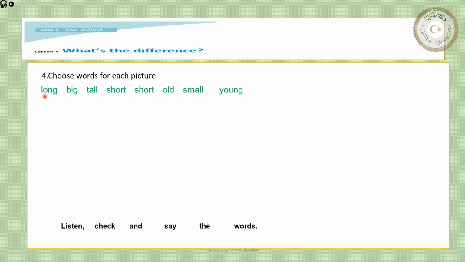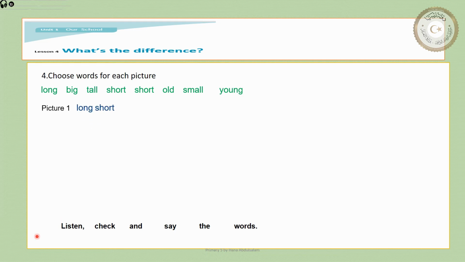Repeat after me, please. Long, long, long. Big, big, big. Tall, tall, tall. Short, short, short. Old, old, old. Small, small, small. Young, young, young. Okay, we will start with the first picture.